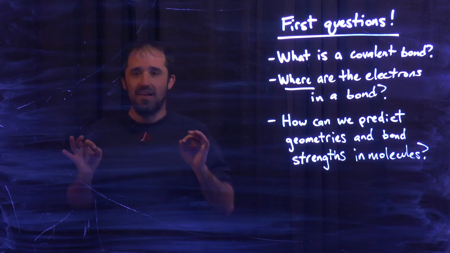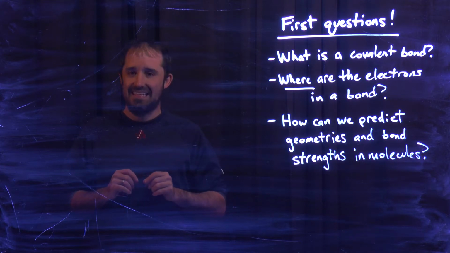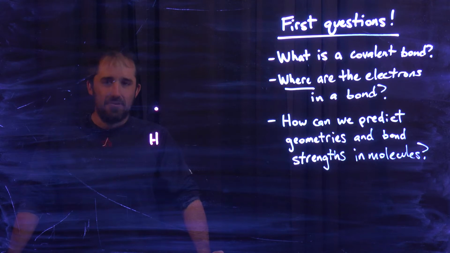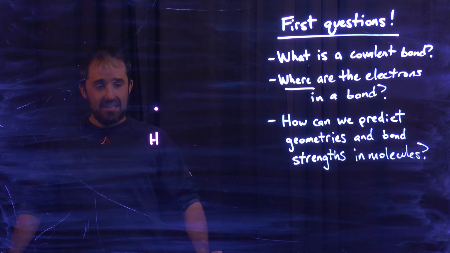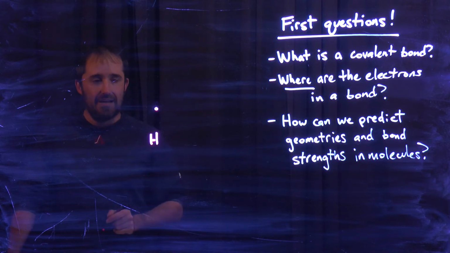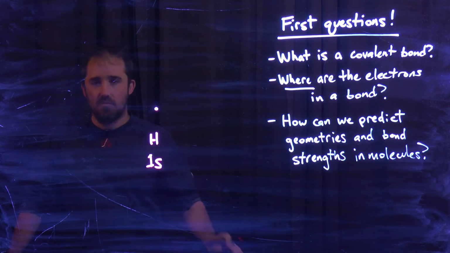Today we'll talk about the simplest covalent bond there is. But first, we need to talk about the simplest atom there is. Here we have a hydrogen atom, which is to say a proton with an electron around it. Where is that electron? If you remember talking about orbitals in earlier chemistry classes, you maybe know this already, but the electron in hydrogen is in what we call a 1s orbital.